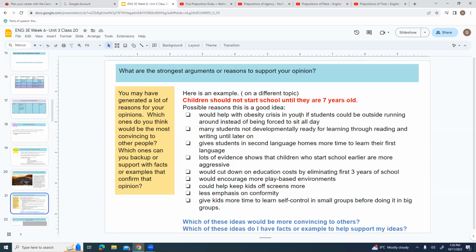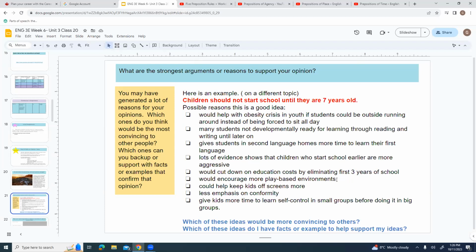It would help with the obesity crisis in youth, if students could be outside running around instead of being forced to sit all day. Many students are not developmentally ready for learning through reading and writing until later on. It would give students in second language homes more time to learn their first language. There's lots of evidence that shows that children who start school earlier are more aggressive. It would cut down on education costs by eliminating the first 3 years of school. It would encourage more play-based environments. It could help kids keep off screens more. There would be less emphasis on conformity because you're not in the big group of people. And it might give kids more time to learn self-control in small groups before doing it in big groups.